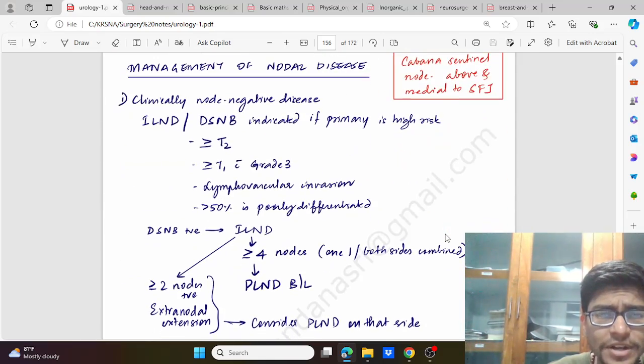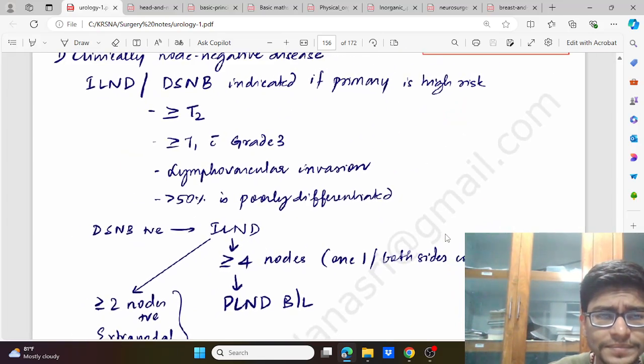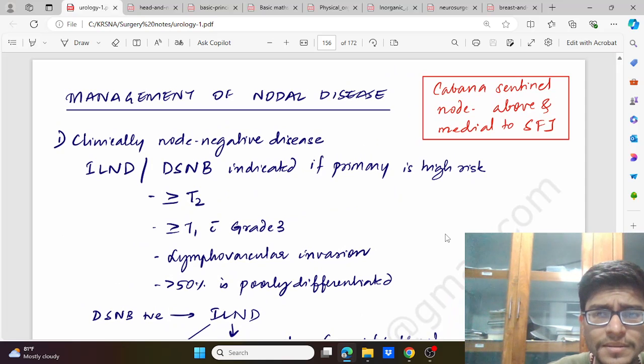So now we'll see the nodal management of penile cancer. So Cabanas is the sentinel node which is above and medial to the saphenofemoral junction.